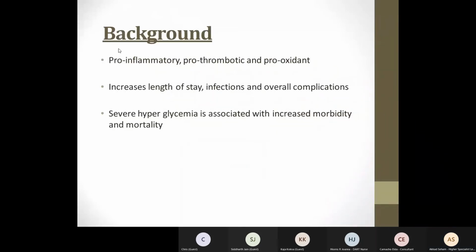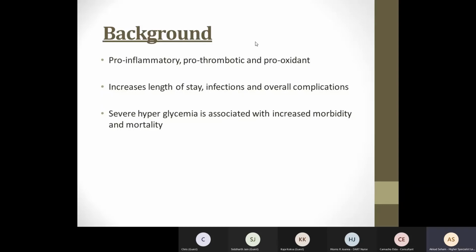Glucose is pro-inflammatory, pro-thrombotic, and pro-oxidant, and differences in the glucose level can lead to increases in the length of stay of the patient, increases in infection and overall complications, and of course severe hyperglycemia is associated with increased morbidity and mortality.